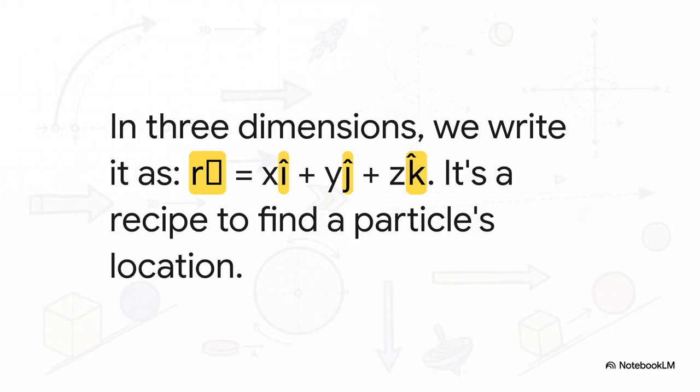Okay, this equation might look a little intense at first glance, but trust me, it's actually super simple. Think of it like a recipe for finding something. The little letters with hats on them, i, j, and k, they're just your directions. Go along the x-axis, the y-axis, and the z-axis. And the x, y, and z in front of them, they just tell you how many steps to take in each of those directions. That's it. It's basically a perfect 3D address for your particle.